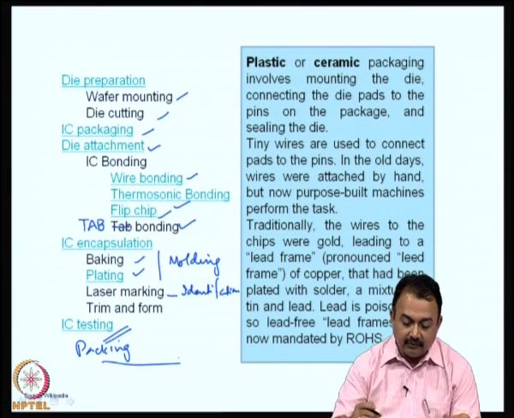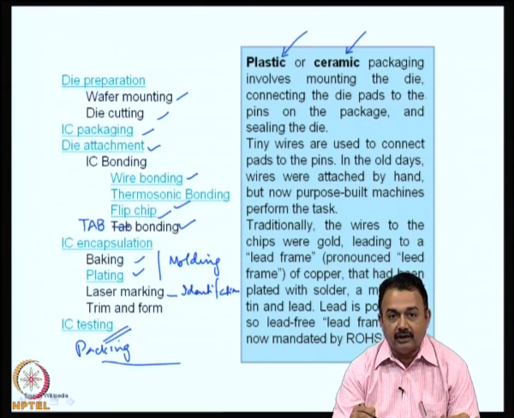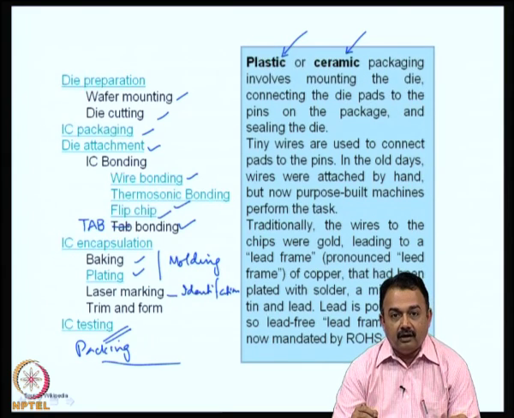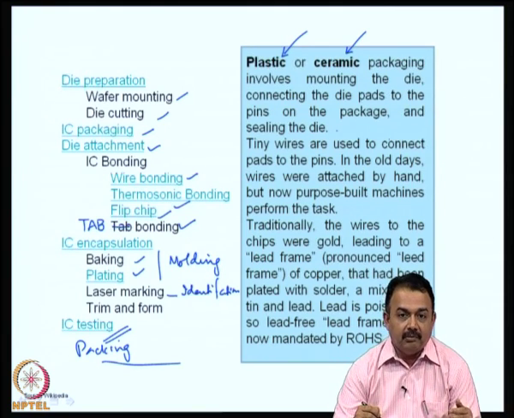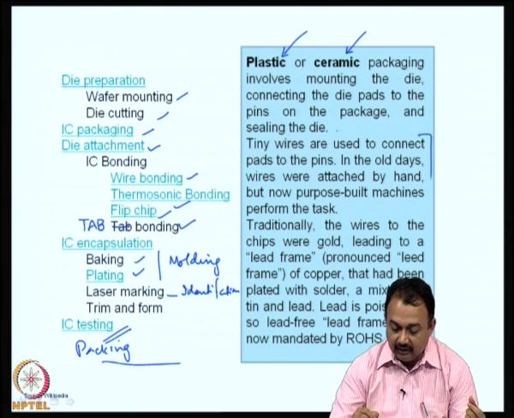So, there are two types of packaging, as I said earlier. One is known as plastic, the other is ceramic packaging. Plastic or ceramic packaging involves mounting the die, connecting the die to the pins on the lead frame or the package, and then sealing it, okay, after testing. So, the tiny wires are used to connect pads to the pins. In the old days, wires were attached by hand, but now you have high end multipurpose and high speed machines to perform the task. So, this is typically wire bonding.